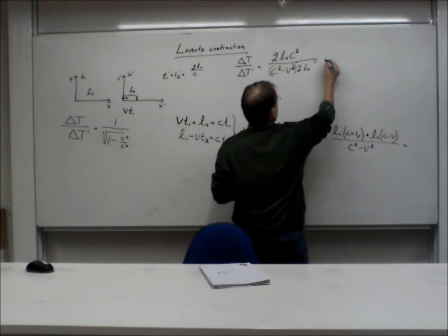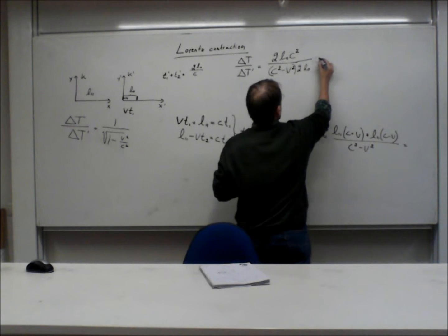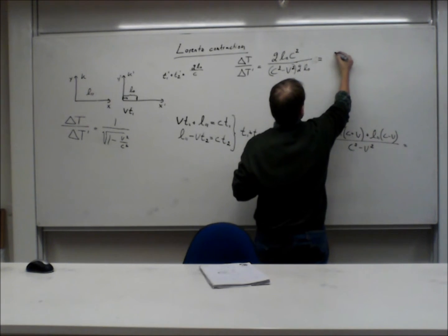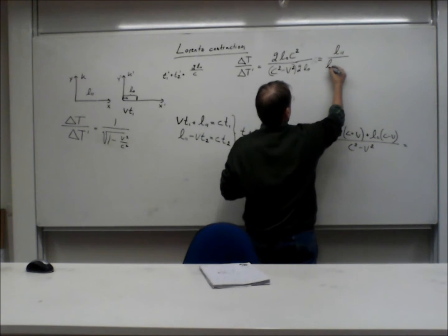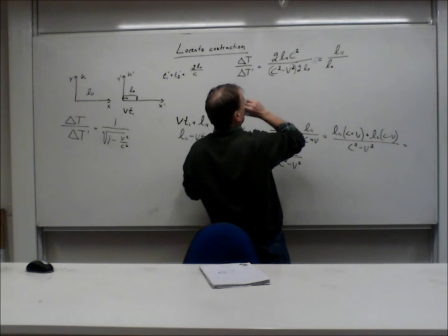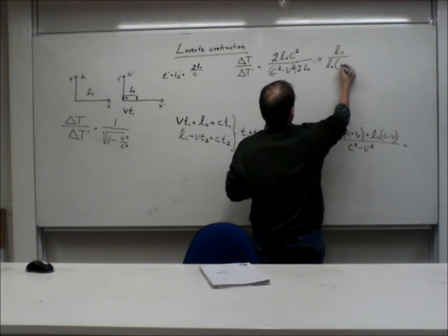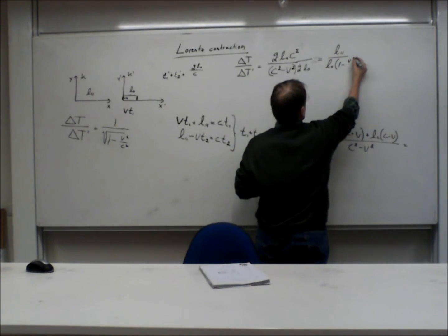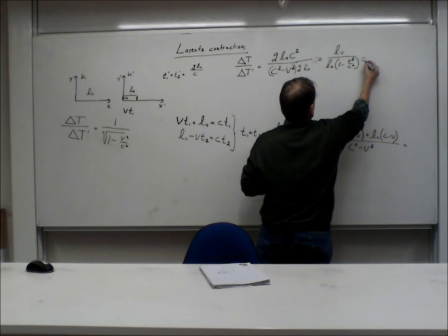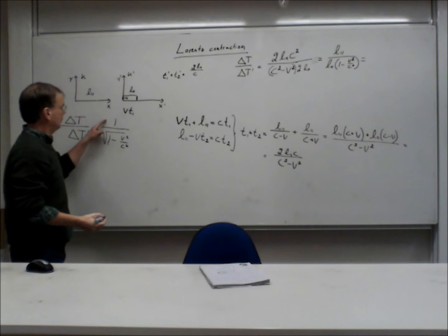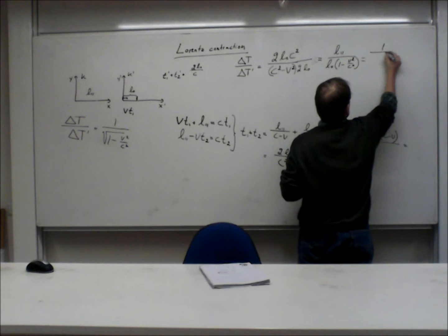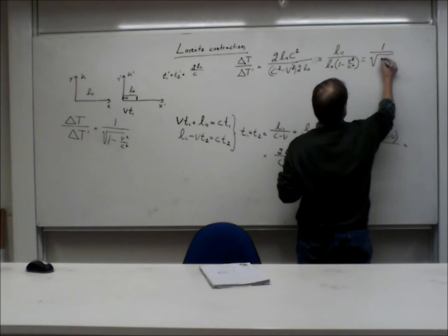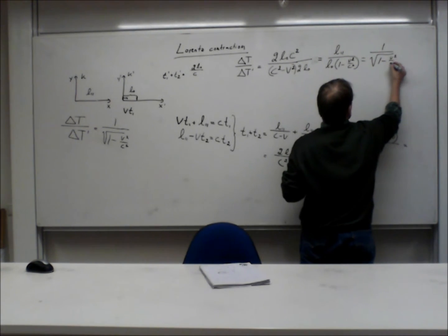Now this will be L parallel divided by L naught times 1 minus u squared divided by c squared. And this is equal to 1 over the square root of 1 minus u squared over c squared.